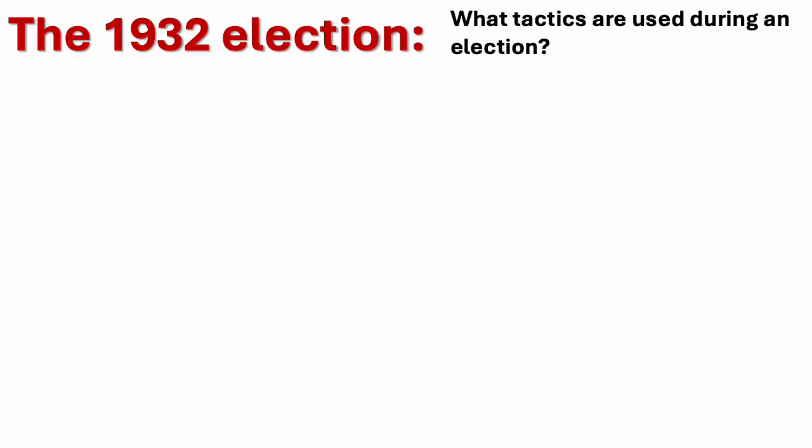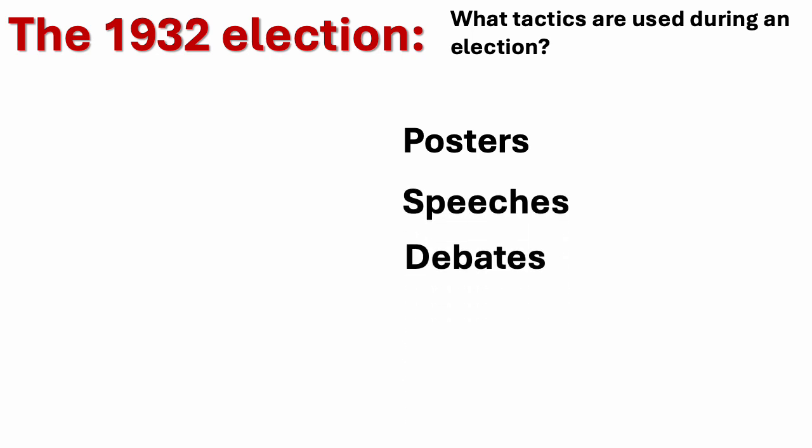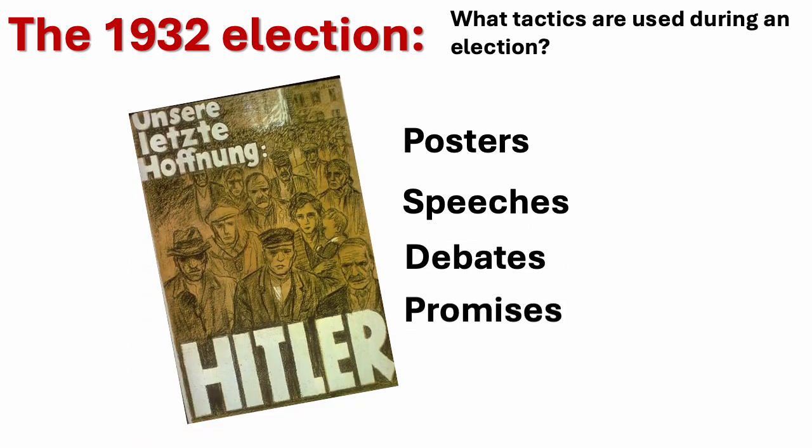Okay, so the election in 1932 is ultimately what we are focusing on with our propaganda now. This is what's going to get Hitler 230 seats, and this is what's going to get him the right, I suppose, to ask Hindenburg to make him Chancellor. So our propaganda is going to be based around posters, speeches that he makes, debates, promises. All of these things are what the Nazis are going to use to try and get people to vote for them. Posters have got to be included. You've got to do posters. You'd be mad not to.